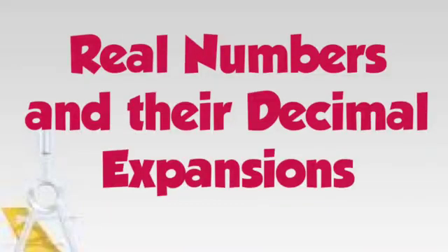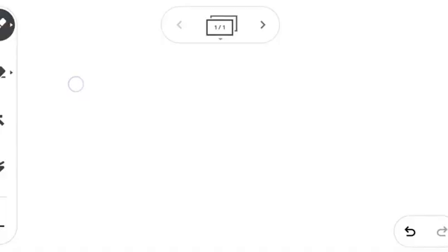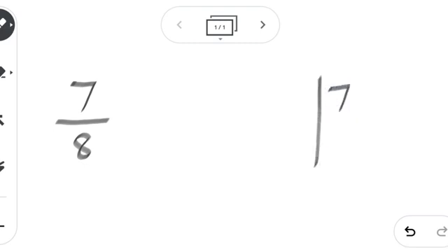Hi students, today we are going to discuss the topic real numbers and their decimal expansions. Consider a rational number 7 by 8. Now divide the number 7 by 8.